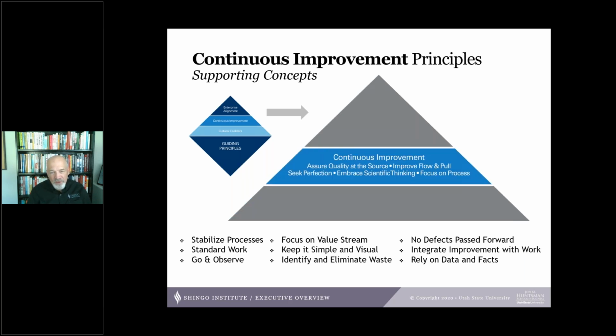Continuous improvement principles, we have 5 of them. And we also have several supporting concepts, as you can see across the bottom of the slide. Let me just talk about one in particular: seek perfection. This is really one where we borrow Shingo's terminology. He was a person who believed that we could perfectly eliminate defects through poka-yoke and quality at the source.